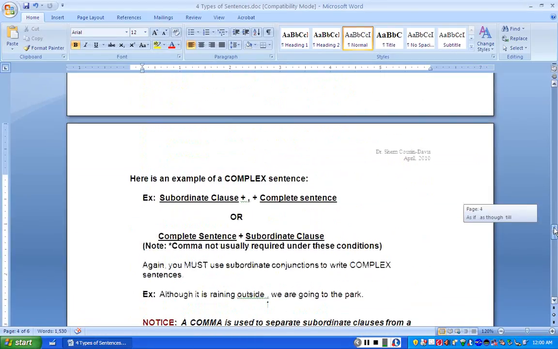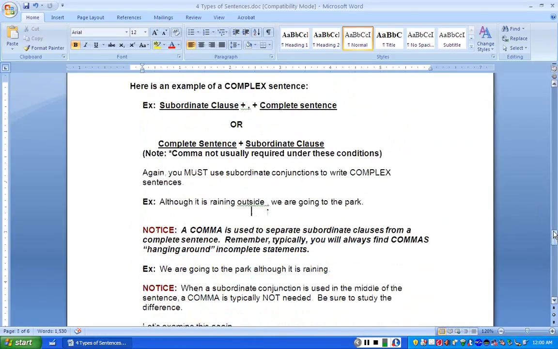So let's go down and look at these examples again. So really, when I craft and create a complex sentence, I have to do 2 things. Okay? And there's 2 ways you can do it. But the first way I'm showing you is when you put the subordinate clause, right, or the incomplete thought, in the front. Although it's raining outside, we're going to the park. Because she was late to the interview, comma, she did not get the job. So even though what I'm saying in the sentence is different, I want you to understand that the pattern is the same. Okay?